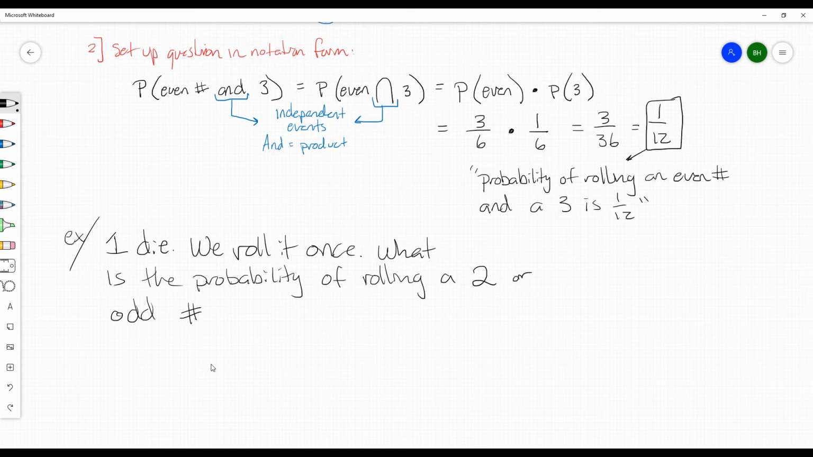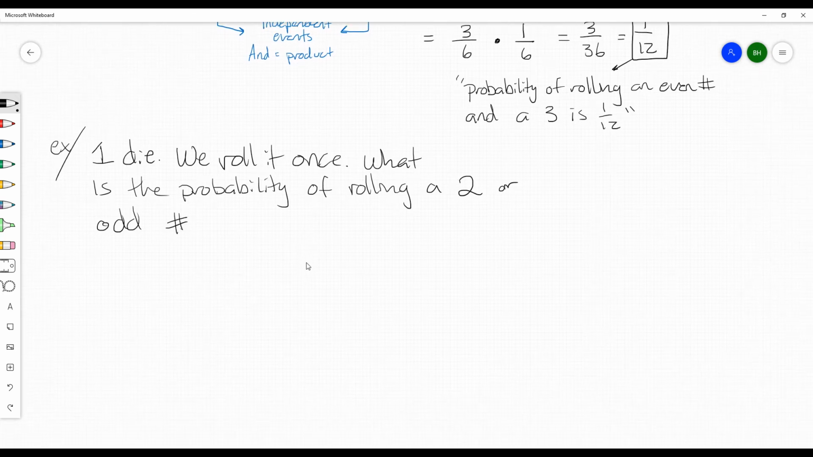Okay, so this is where it gets a little bit tricky because we can roll a 2 easy, but we can't roll a 2 and get an odd number. This part gets a little bit confusing because there's two different outcomes. They can't happen at the same time, which means we're dealing with mutually exclusive events. So these are exclusive events. Because we have one die, they both can't happen at the same time.